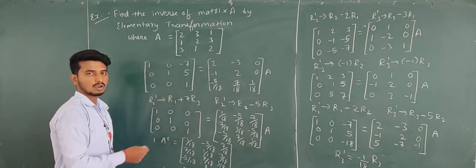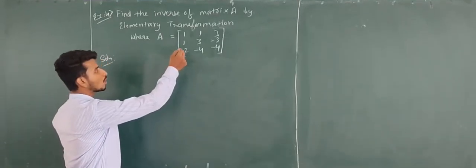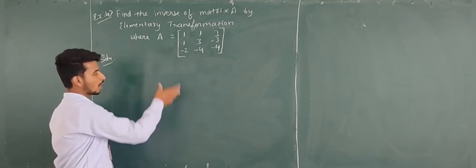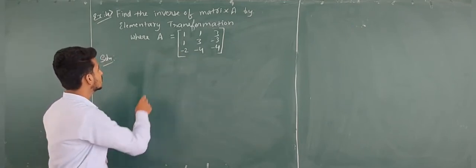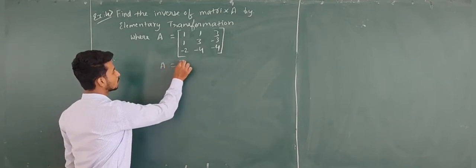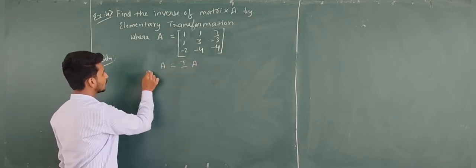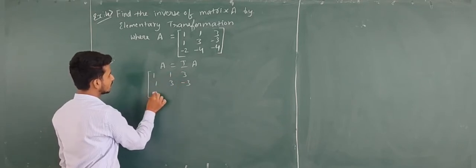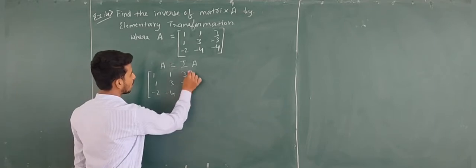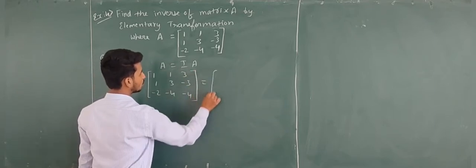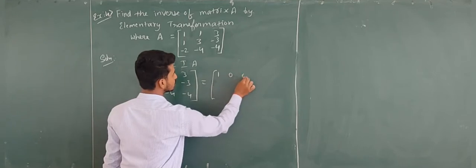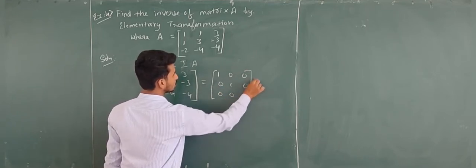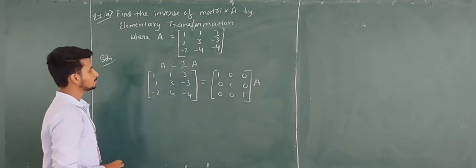So next we will solve another problem, that is A equal to 1 1 3, 1 3 minus 3, minus 2 minus 4 minus 4. We have to find the inverse of this matrix. To find the inverse we will write A equal to IA. So your given matrix 1 1 3, 1 3 minus 3, minus 2 minus 4 minus 4 is equal to I, which is nothing but the identity matrix, 1 0 0, 0 1 0, 0 0 1, into matrix A.